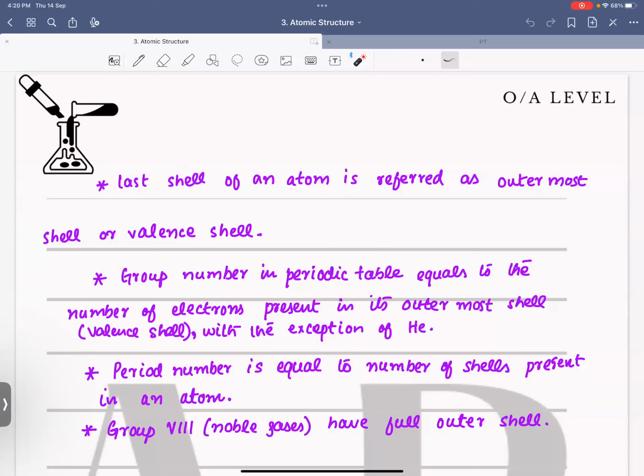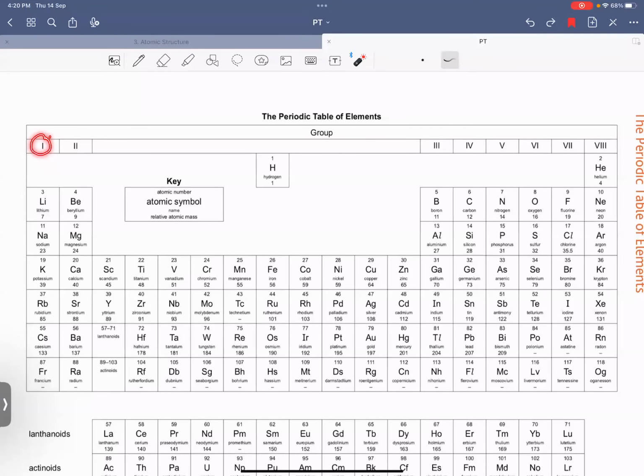Done? Yes, Khatija? Yes, done. Okay. So, as we have seen, group number tells me how many electrons are there in the outermost shell, the valence shell. Okay. And as we have mentioned in the point, with the exception of helium, right? So what is the exception of helium?